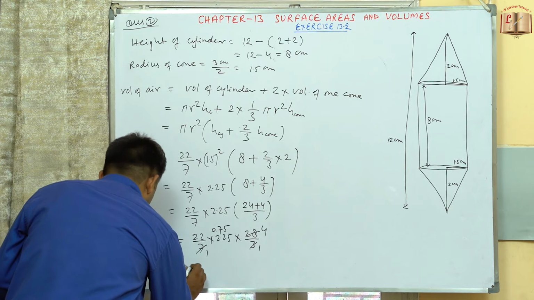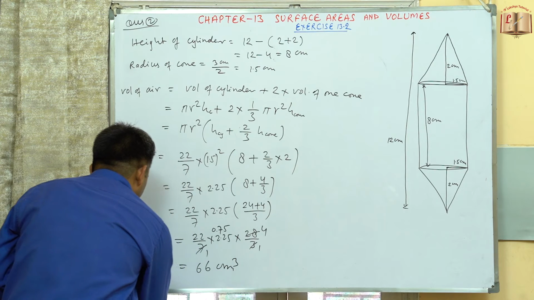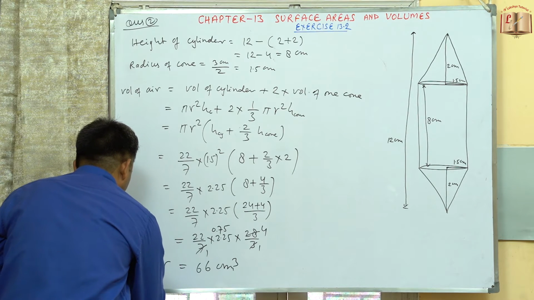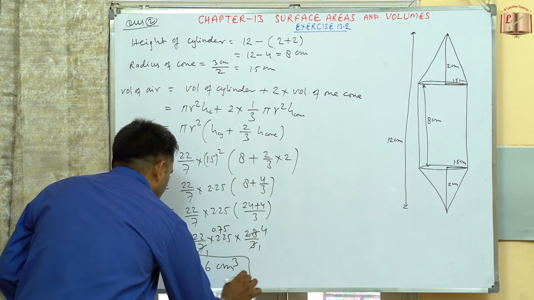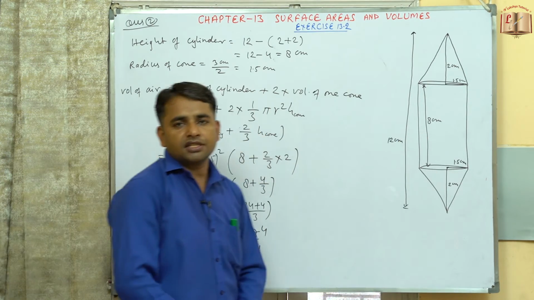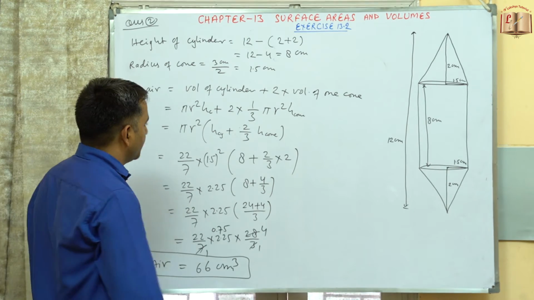So on simplification we got 66 centimeter cube. So this is the volume of air. So the volume of air inside this model is 66 centimeter cube. So this is equal to the volume of the cylinder plus the volume of 2 cones.